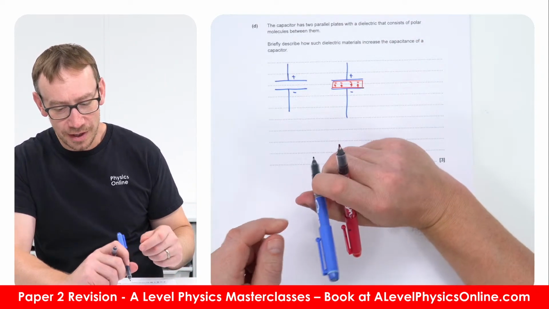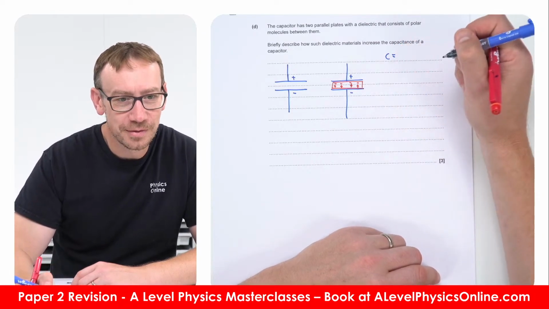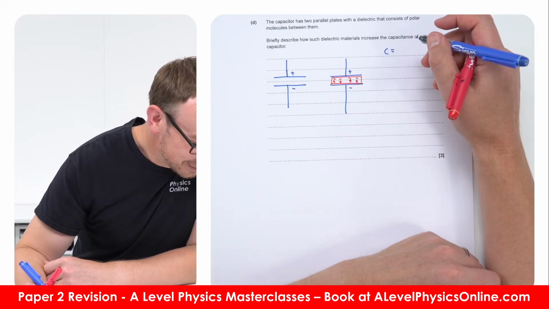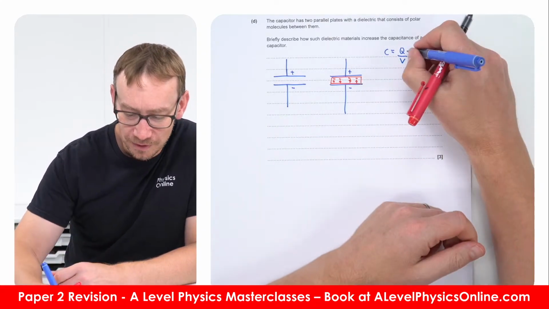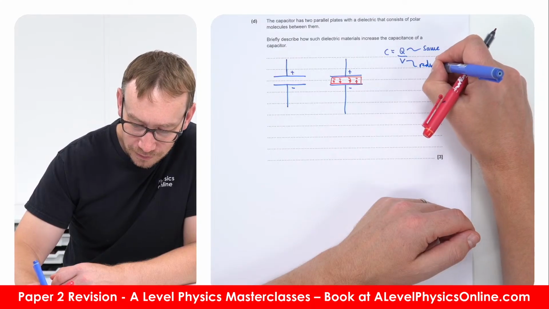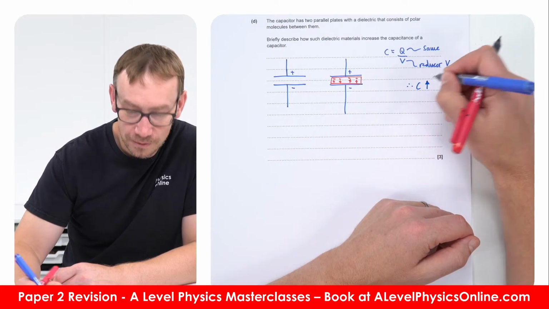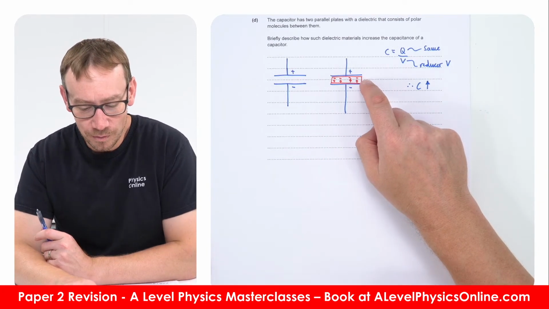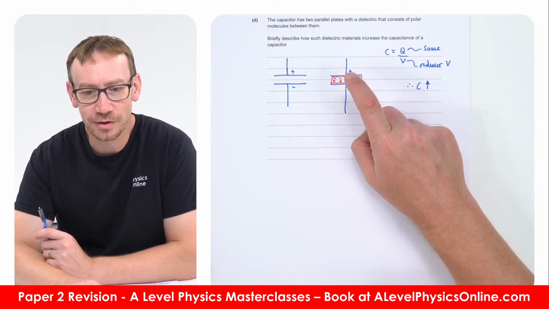And of course, the capacitance, is this right? Okay, let's have a look. So capacitance is equal to Q over V. Now Q is going to be the same, but what this does is it reduces V and therefore C increases. So what we're doing is reducing that potential difference, but that means for the same charge, we have a greater capacitance on this capacitor.